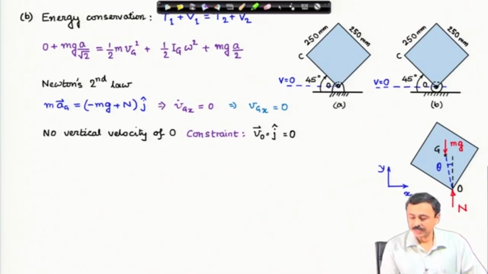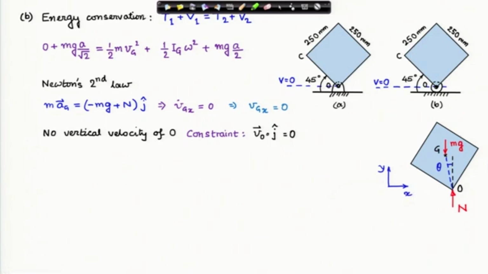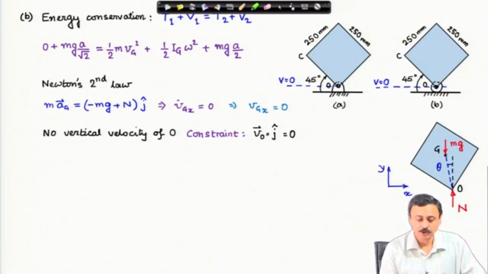Now, we have this constraint that the corner O has no vertical velocity. Therefore, there is a constraint that velocity of O dot j cap is 0. Why do I need this? Because I need to find out the motion of the center of mass, the acceleration or velocity of center of mass. I will express that in terms of velocity of O. I have this constraint that the velocity of O cannot have any component in the vertical direction. So, V O dot j cap is 0.